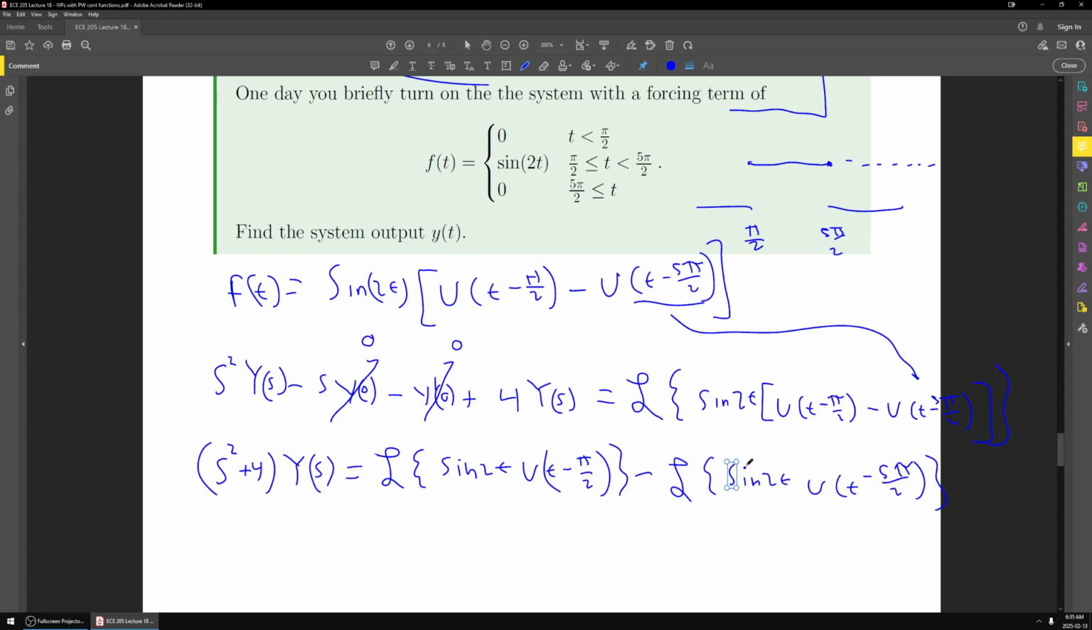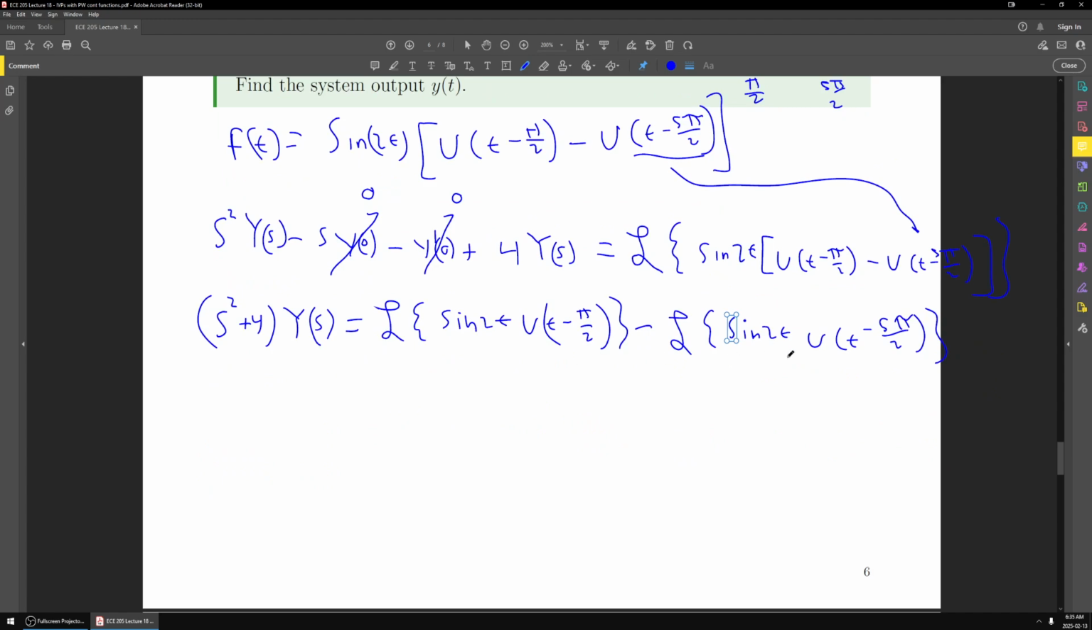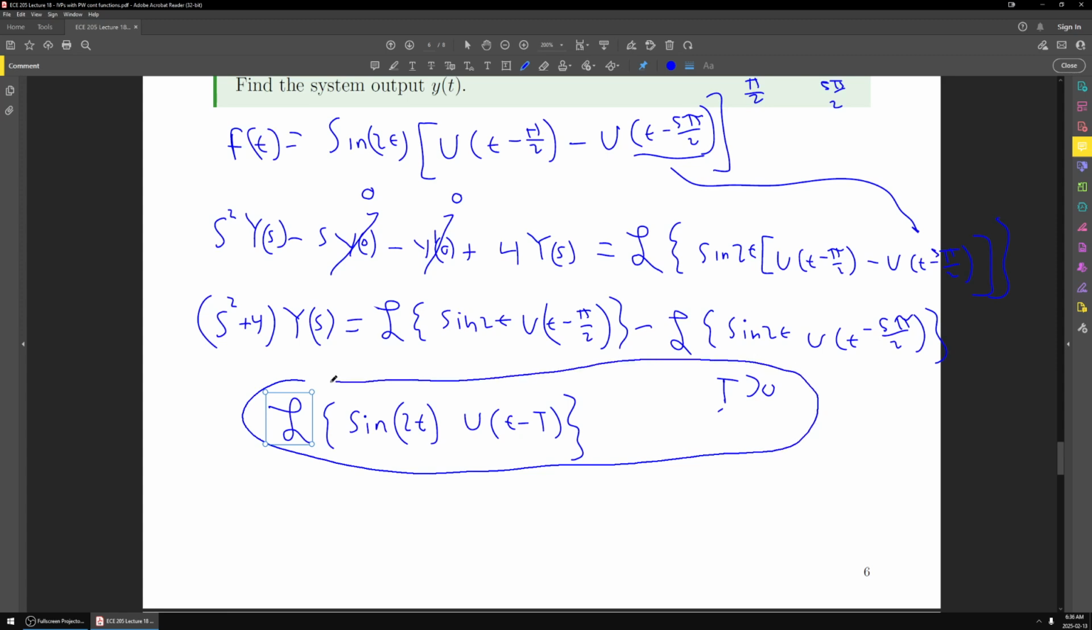Okay, so now I really need to go compute these transforms, right? Now I could compute this one, and do it in parallel, or I could be a little clever here and think, well, all I really need to do now is compute a general transform: the Laplace transform of sine of 2t times Heaviside of little t minus capital T, where my capital T is bigger than 0. If I compute this, then I've got both of these cases, right? I just change the value of capital T. So by being clever in this way, it makes things pretty nice, right?